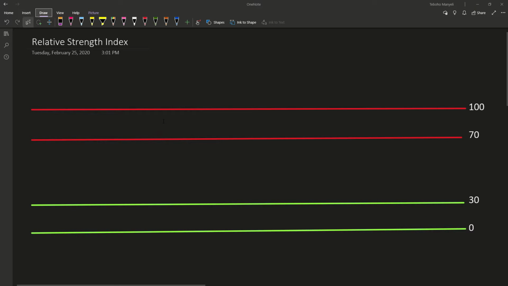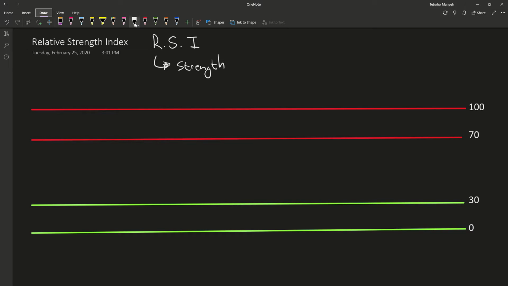Relative Strength Index, aka the RSI. As it already indicates within its name, this indicator is used to measure the strength in the market at any given time. Okay, so it has two sections within it.